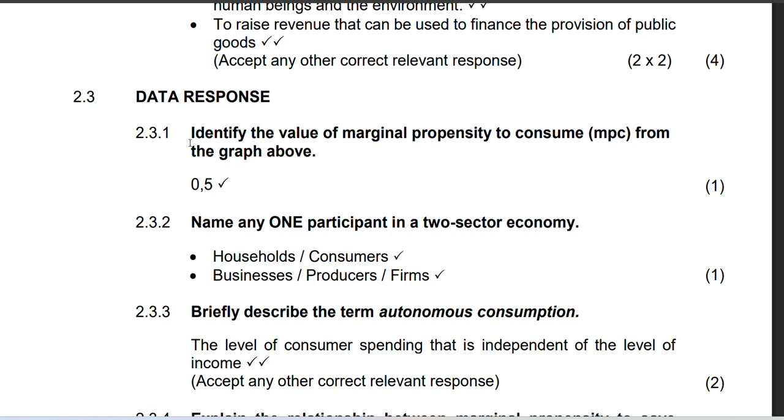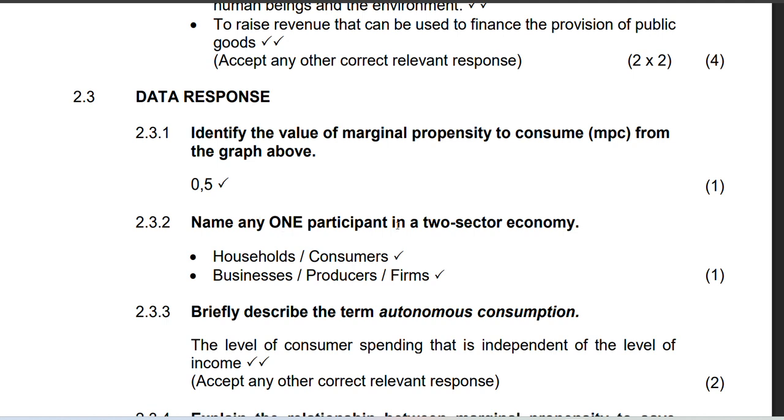Then 2.3.1, identify the value of marginal propensity to consume from the graph above. You remember from the graph, we were provided two lines which move from down to up. In those two lines, expenditure is equal to 20 plus 0.5 times Y, and the second one, when it moved upward, was E equal to 30 plus 0.5 times Y. So that 0.5 is your marginal propensity to consume, or MPC, from the graph. Just by reading the graph, you would have gotten 0.5.